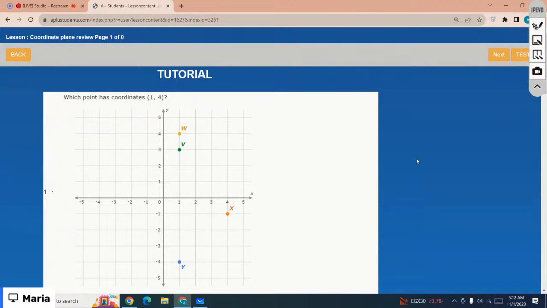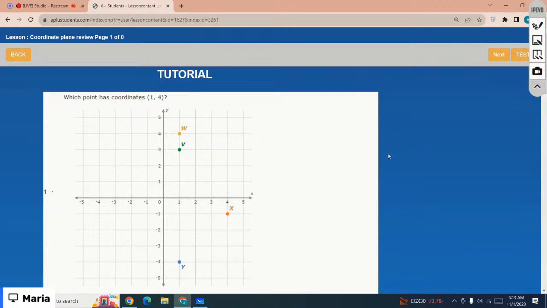Okay, which point has the coordinate 1 and 4? You are given 4 points on the coordinate plane. They are V, W, X, and Y. Now you have to see which coordinate has point 1, 4. How do you see? I just explained the quadrants, right? So just look at the point 1 and 4. Both the values are positive. So that is only quadrant 1 in which both X and Y are positive, right? That means this point 1, 4 must be in first quadrant.